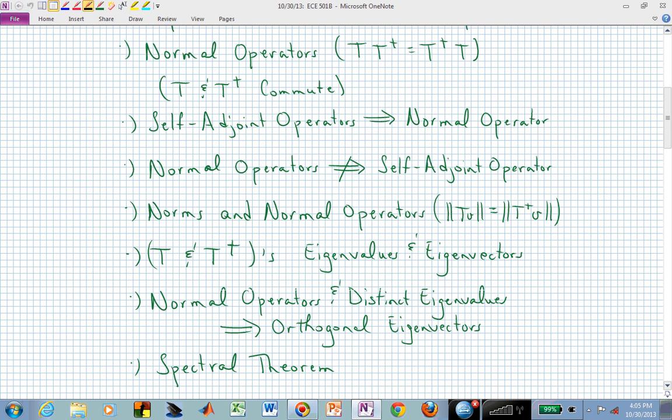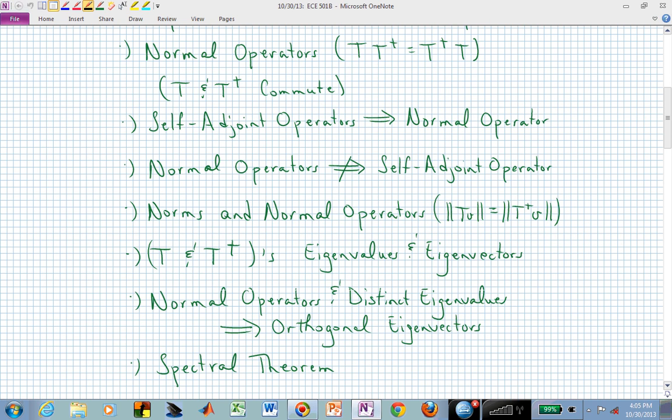If an operator is normal, then the norm of TV is equal to the norm of the adjoint of T with V. So that's an if and only if relationship. If you can show that these norms are equal, you know now that your operator T is a normal operator. That's another way of coming up with a normal operator.